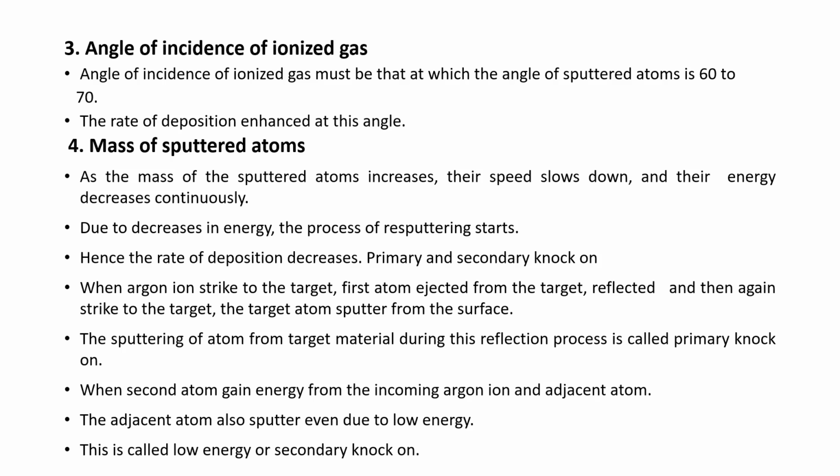When a second atom gains energy from the incoming argon ion, the adjacent atom also sputters, even with low energy. This is called low energy or secondary knock-on. When an argon ion strikes an atom, the neighboring atom gains energy and sputters off. But this energy is low, and this atom is unable to deposit on the surface of the substrate. During the primary knock-on, the energy is high, but during the secondary knock-on, the energy is low.